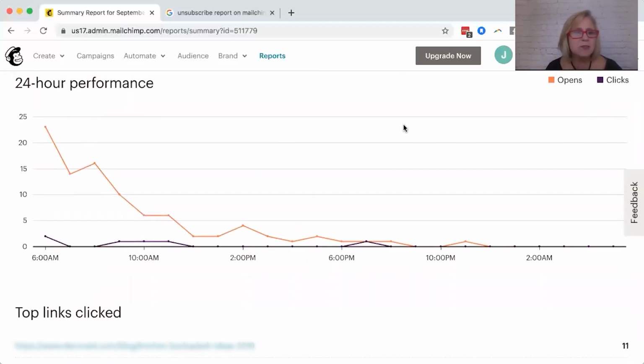So, and this is really interesting too. I like this graph. This is a 24-hour performance. So this shows you that in the first 24 hours when your email went out, when did people open it?